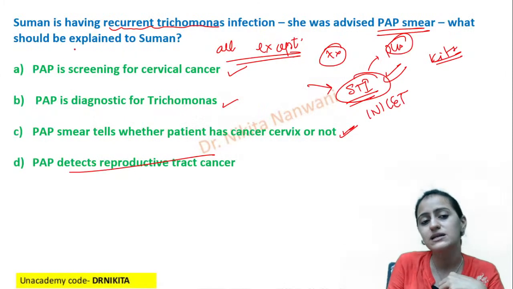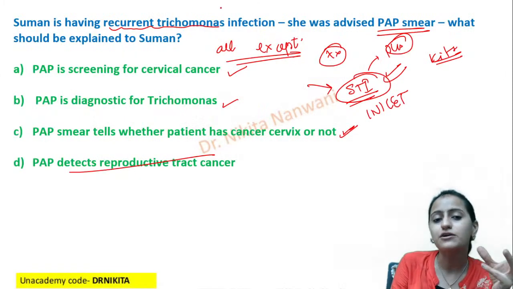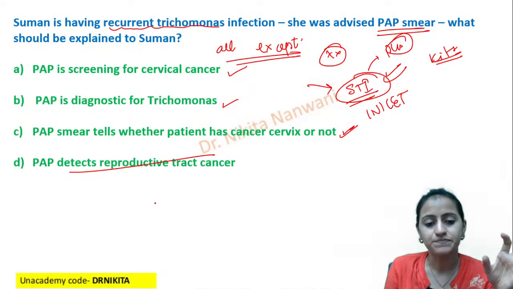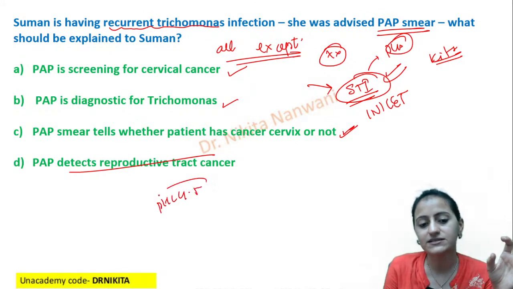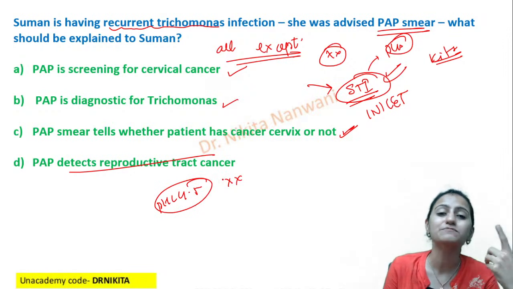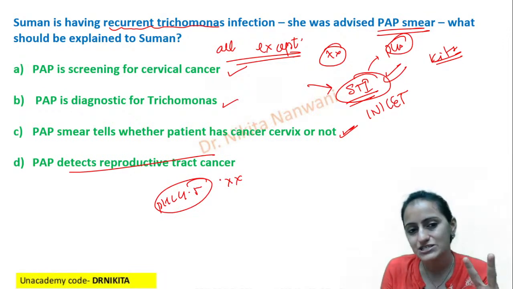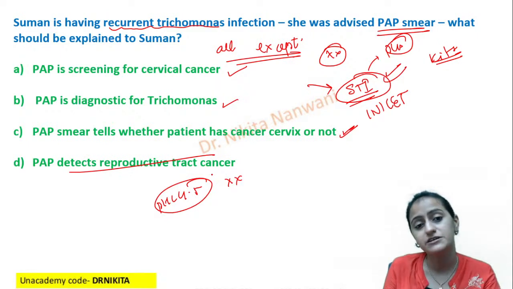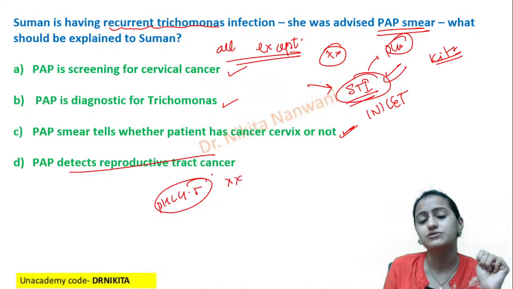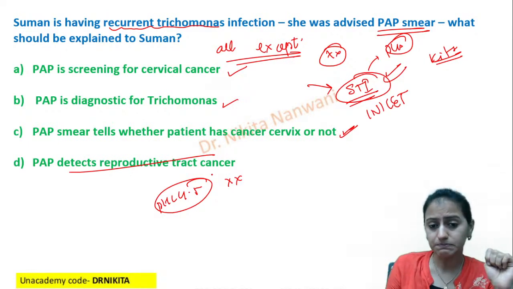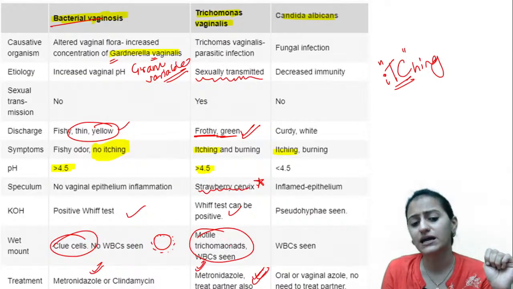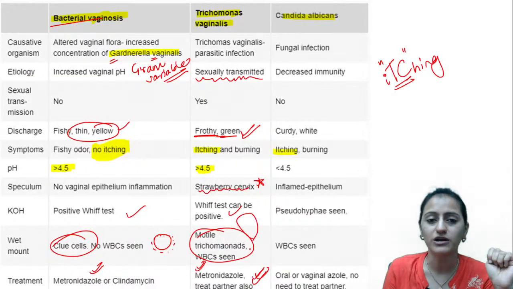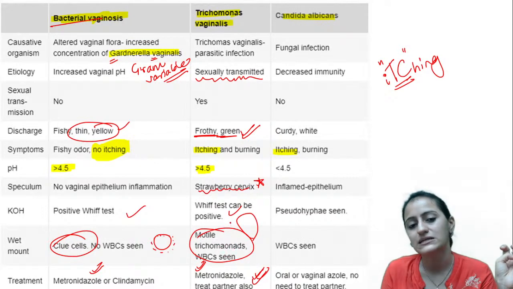So next time you get the question, all of the following are true about this except, like let's say, pH less than 4.5. No, it is pH more than 4.5. Itching is present, frothy green discharge, whiff test can be positive, partner also needs to be treated, and you will see the motile trichomonas, pear shaped is what we will see, and metronidazole is the drug.